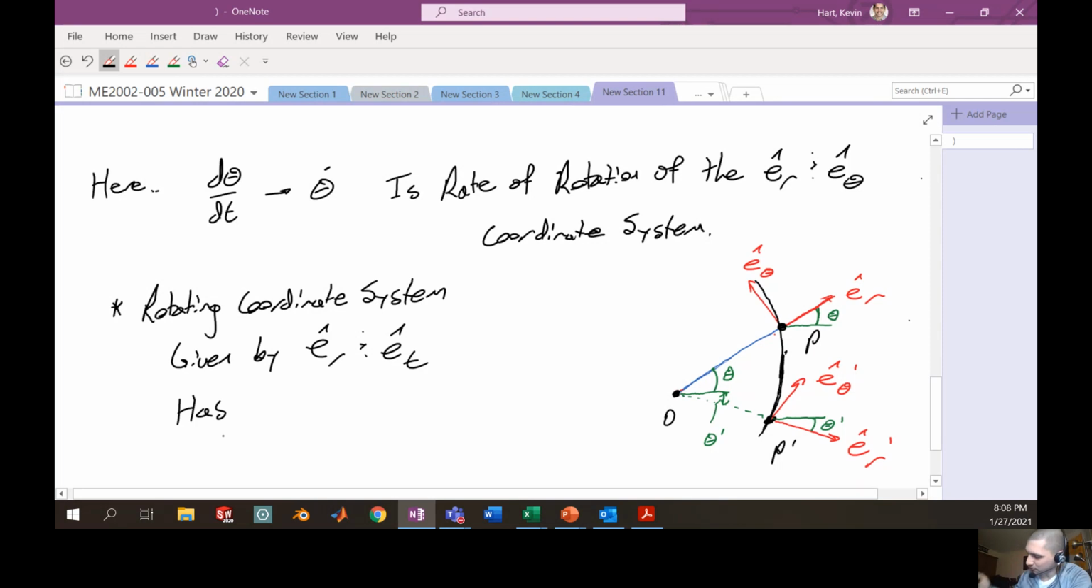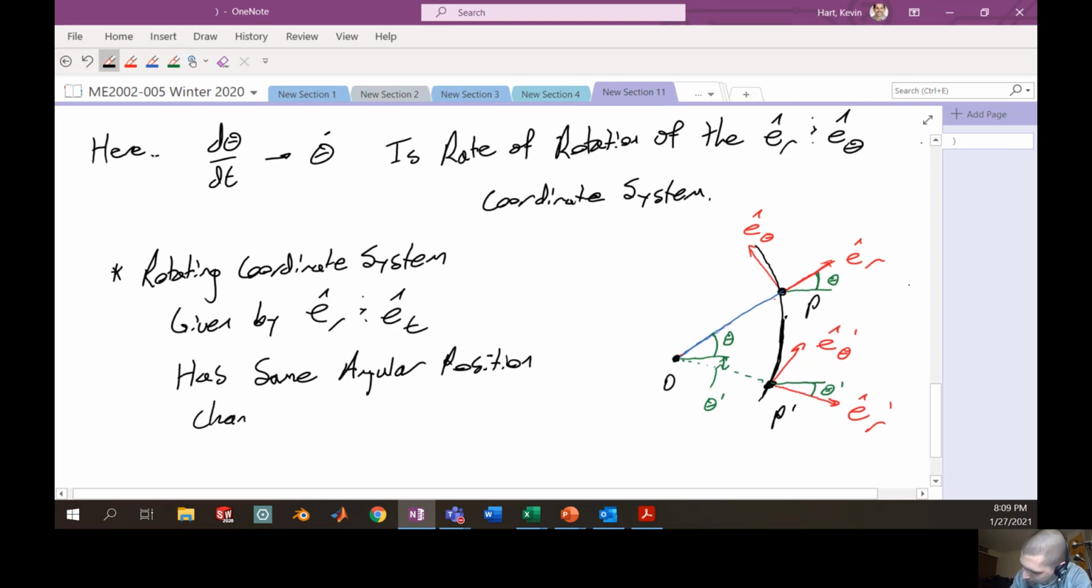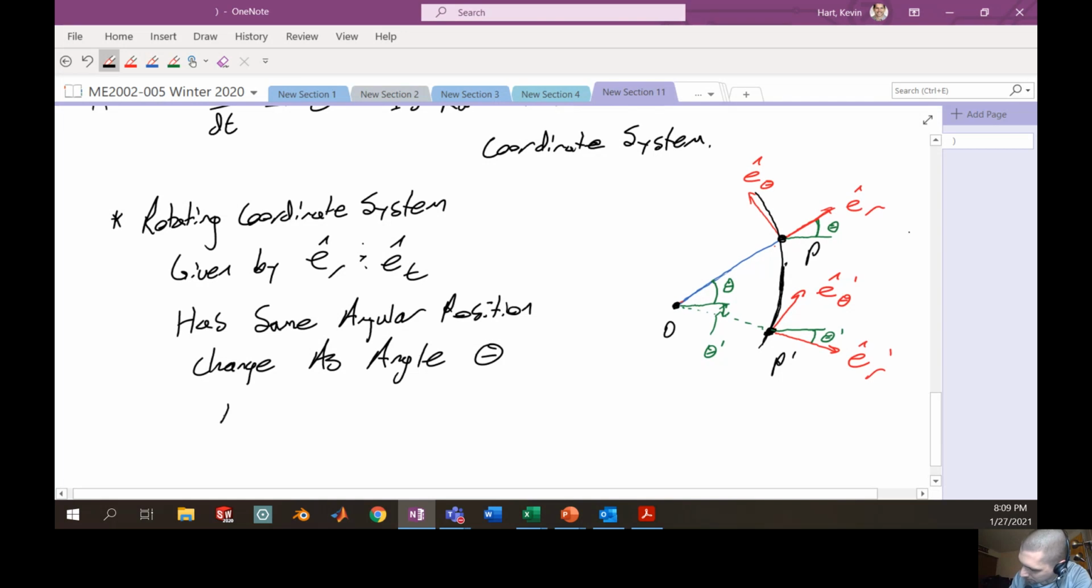So the rotating coordinate system given by E hat R and E hat T has the same angular position change as angle theta along E hat R and E hat R prime. Okay, so this sweeping is the same as this angle and this angle together.